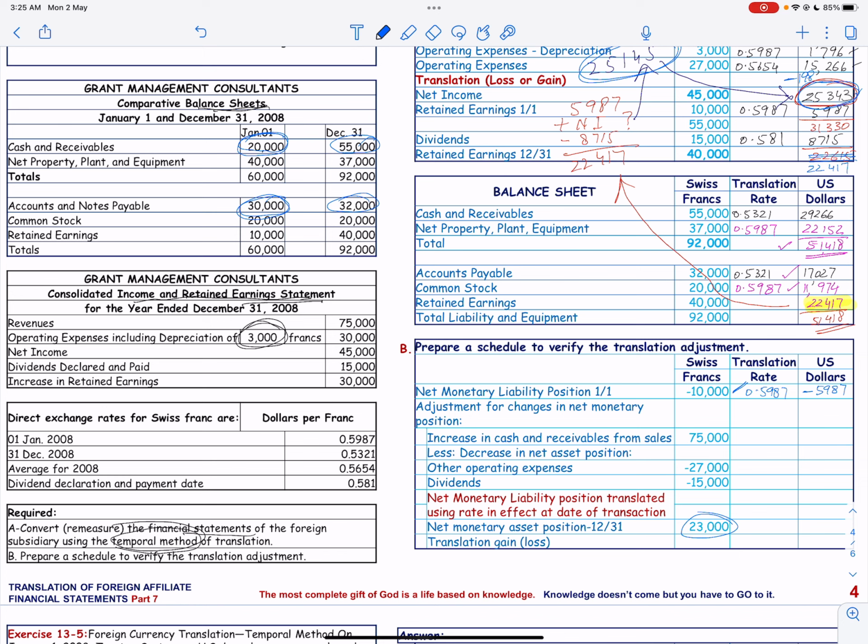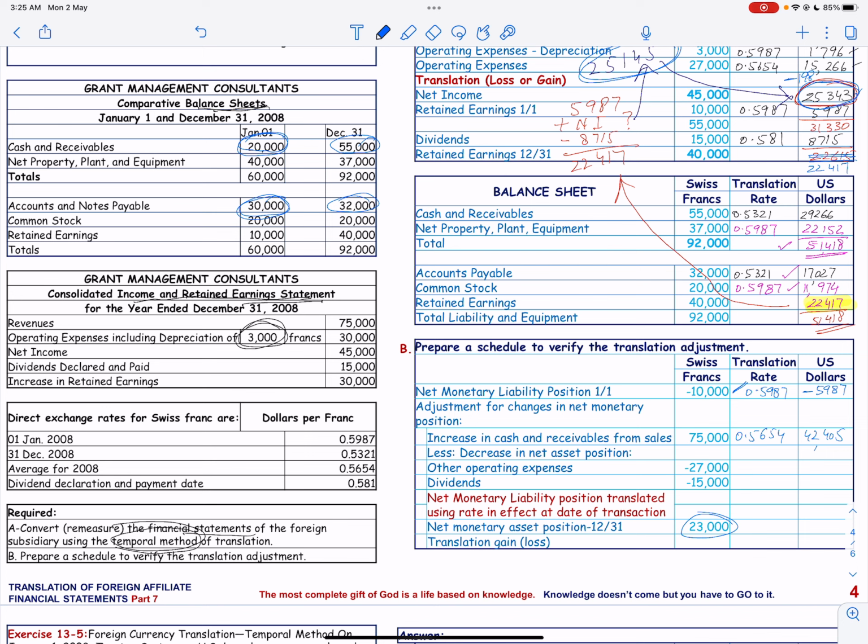Next, let us make adjustments for changes in net monetary position. First, we will translate the increase in cash and receivables from sales, and we are going to apply the average rate, that is 0.5654. So we have the sales of 75,000 times 0.5654. This will be equal to 42,405.